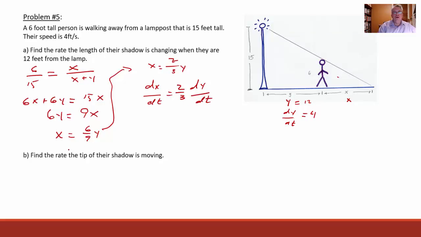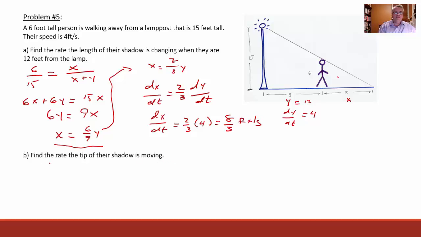Okay, so it was a little complicated geometry here to find a relationship between x and y, but once we have that, the derivatives are easy. So now, if dy dt is 4, we get dx dt is 2/3 times 4, which is 8/3. So 8/3 would be 2 2/3, or about 2.67, and that would be feet per second.